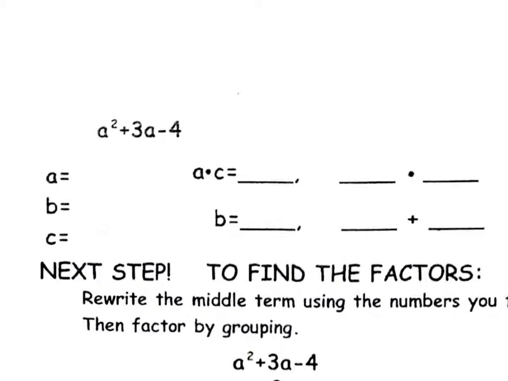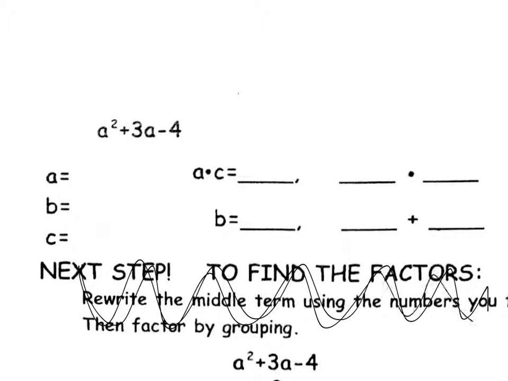We're going to ignore this for now. Don't do this on your paper because you're going to need it later, but I just didn't want you to get distracted by that stuff. So we have a squared plus 3a minus 4. So again, our first step is going to be to identify our a, b, and c. Our a is 1, our b is 3, and our c is negative 4.